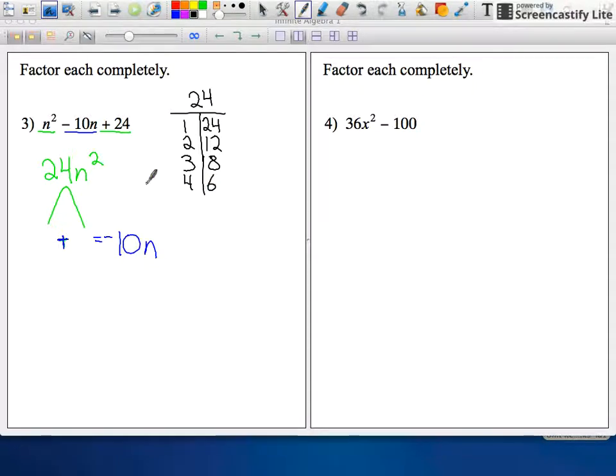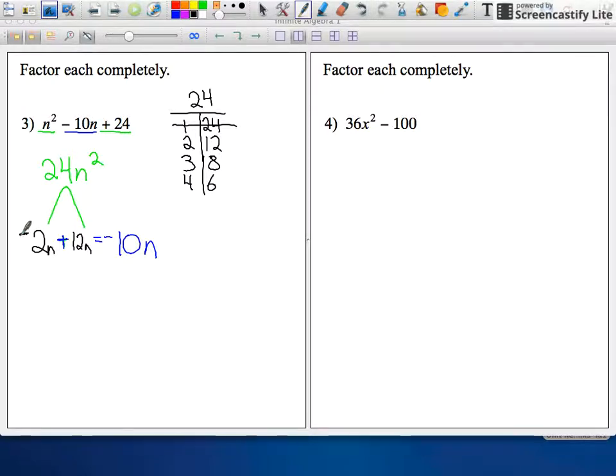Okay? 1 and 24. If I add them, I get 25. If I subtract them, I get 23. That's not 10. I'm looking for 10. 2 and 12. When I add them, I get 14. But when I subtract them, I do get 10. So the first thing I'm thinking about is 2n and 12n. If I add them, I get positive 14. So I need this one to be negative.